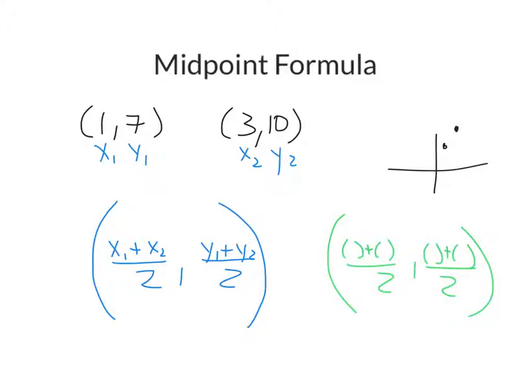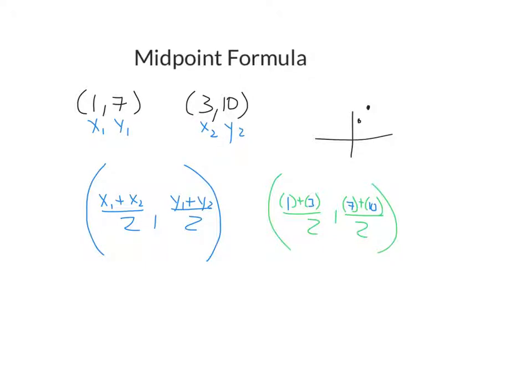For example, if that was a negative, it would be plus a negative. So yeah, so we would have what? x1 is 1, x2 is 3, y1 is 7, and y2 is 10. Amazing. Moving on with the next step.